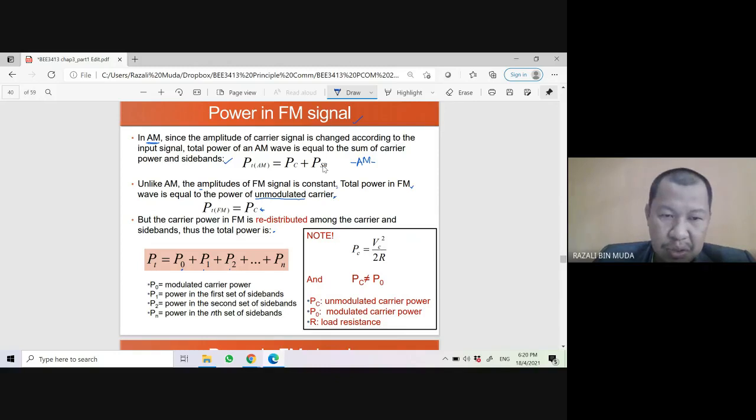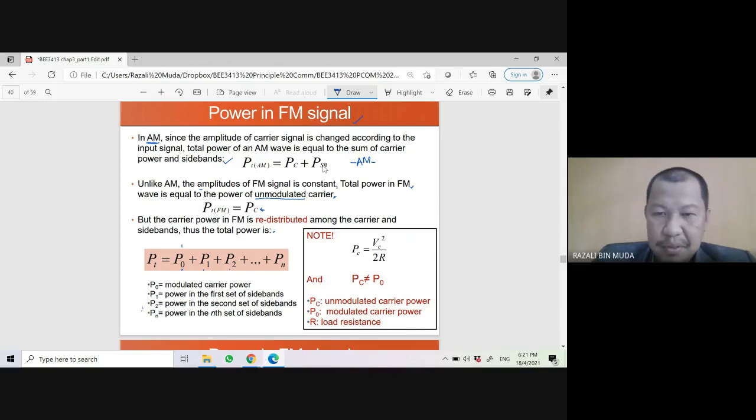So the total power in FM equals the carrier power P0, the modulated carrier power. P1 is the power in the first set of sidebands, left and right, meaning one times two. P2 is the power in the second set of sidebands, and Pn is the power in the n-th set of sidebands.